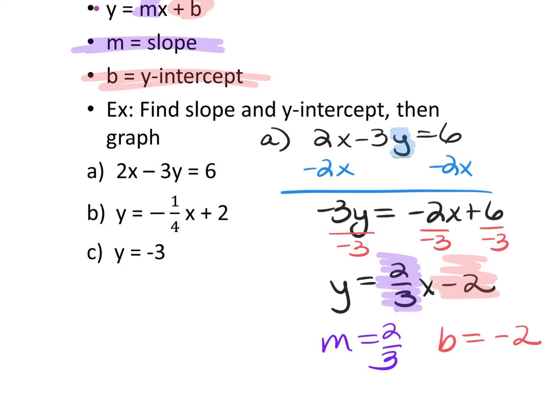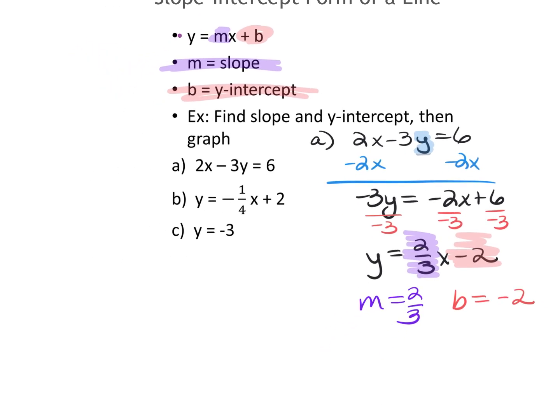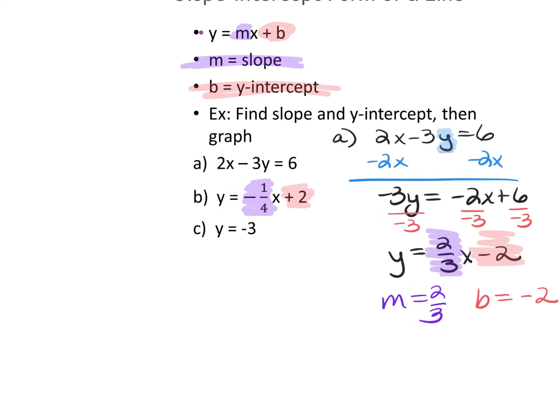Now B is already rearranged for me. It's already in slope-intercept form. So my slope is the negative 1/4 and my y-intercept, my b, is the positive 2. So for part B, my slope is negative 1/4 and my y-intercept is positive 2.